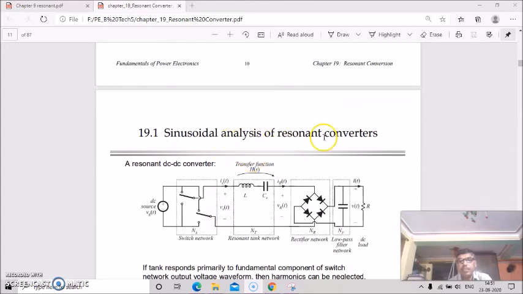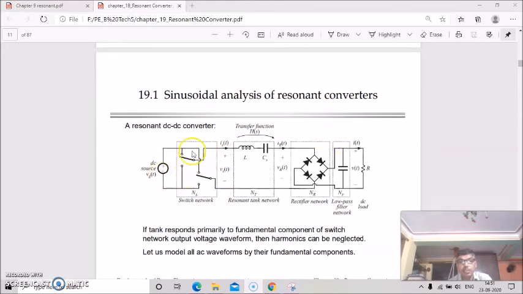So this is the analysis of resonant converters. This is the resonant DC-DC converter. This is the switch network. This is the resonant tank network, where the transfer function has been derived. This is the rectifier network, this is the low-pass filter network, and this is the DC load, which I have shown you in the earlier slides.